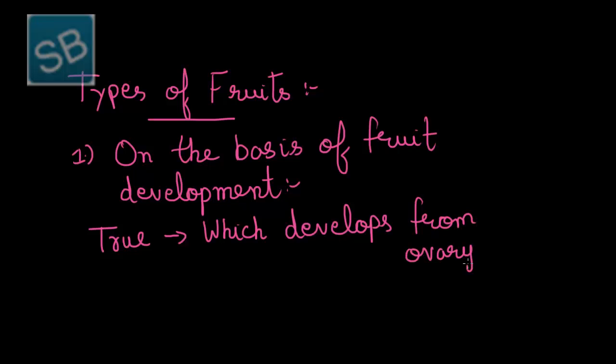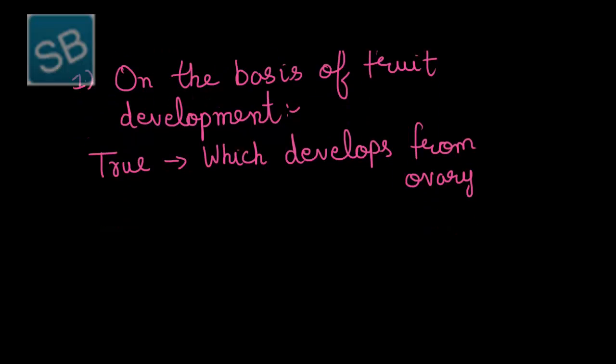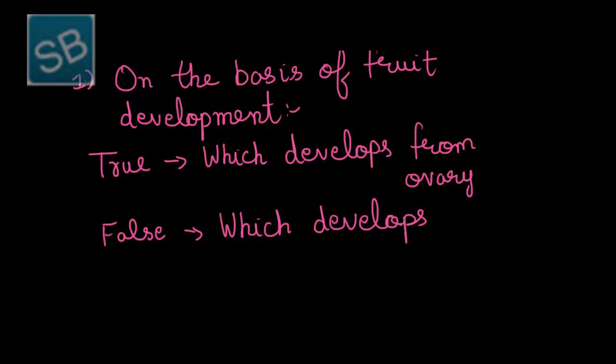And the second type is false fruit. That is the fruit which develops from any other part other than the ovary, for example the thalamus, like in apple.